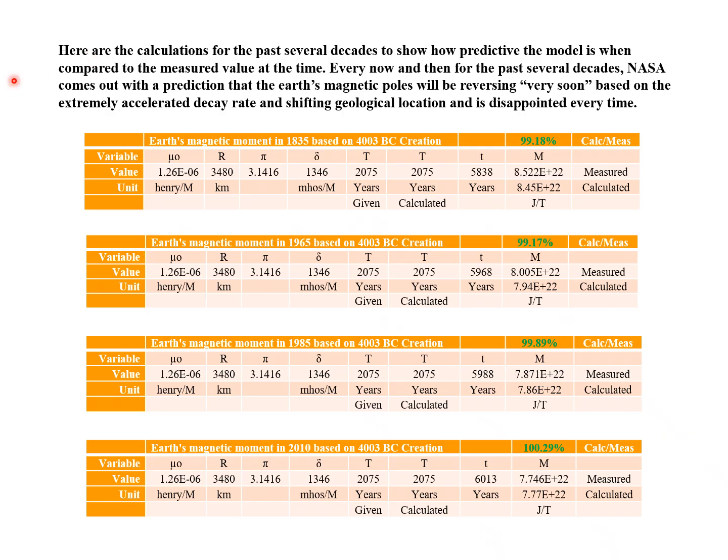All right, here are the calculations for the past several decades to show how predictive the model is when compared to the measured values at the time. Every now and then, for the past several decades, NASA comes out with a prediction that the Earth's magnetic poles will be reversing very soon, based on the extremely accelerated decay rate and shifting geological locations, and is disappointed every time. So, as we stated, if this dynamo theory were true, that sine wave would be very horizontal.